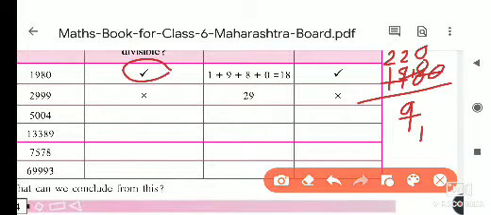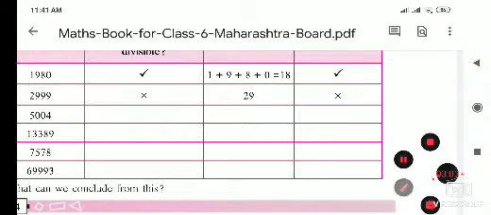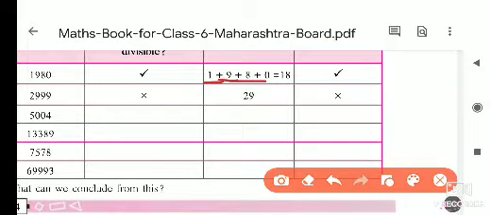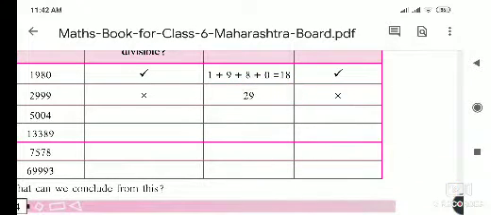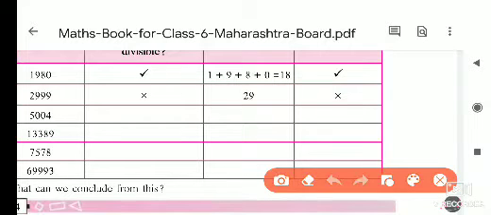Now do the addition of the digits in 1980. It is 1 plus 9 plus 8 plus 0. 1 plus 9 is 10, and 10 plus 8 is 18. 18 plus 0 is again 18. And 18 is in the table of 9, at second place: 9 ones are 9 and 9 twos are 18. So here also you give the correct mark.